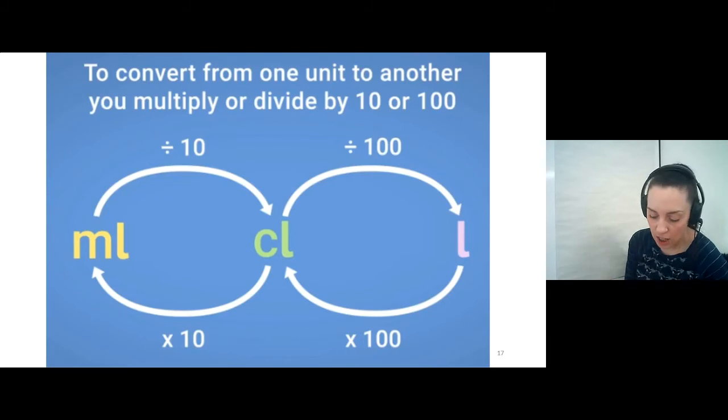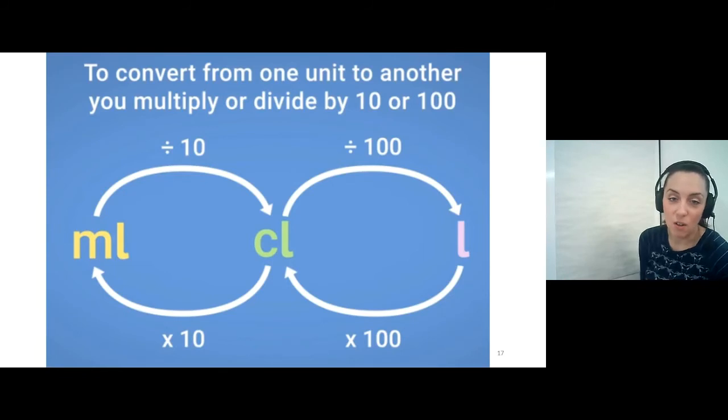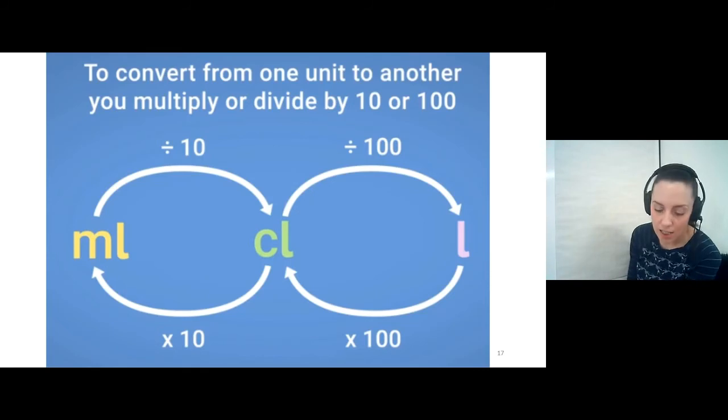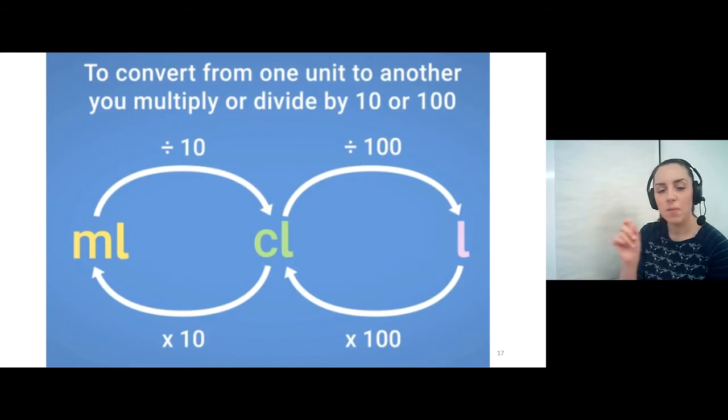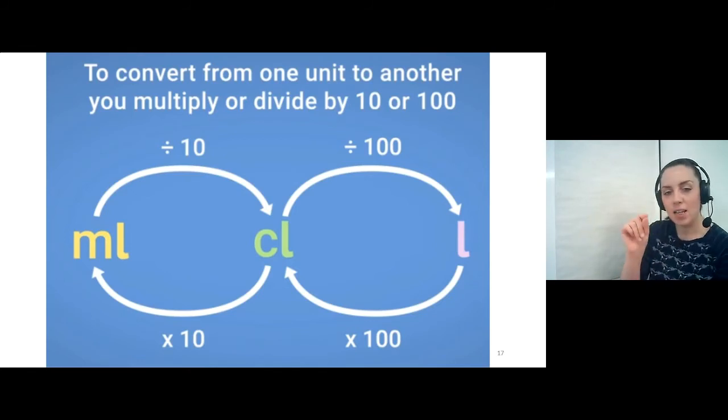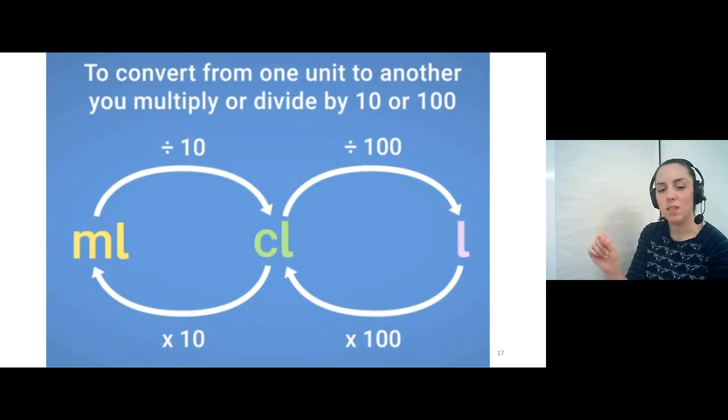So we're going to look at converting between one another. To convert from one unit to another, you multiply or divide by 10 or 100, as we know. So we're looking at milliliters, centiliters, and liters. So there are 1,000 milliliters in a litre. Look at it on the screen, Jen. You can tell that because if you go from milliliters to centiliters to litres, you divide by 10 and divide by 100. So altogether, you divide it by 1,000.